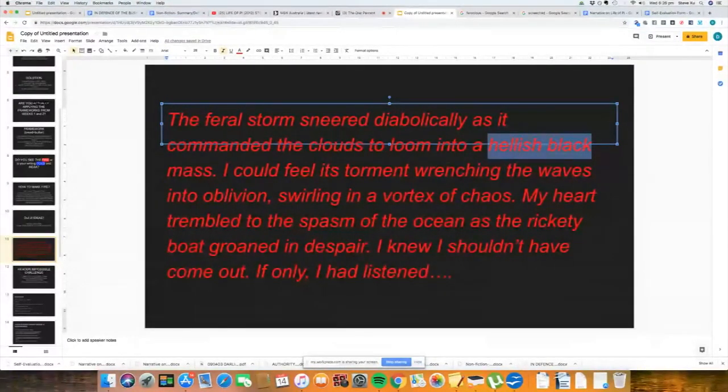I'm talking about the torment, the torture, right, that the character feels, or that I feel as the waves are being wrenched around. The chaos, right? Who's seeing the emotions here?